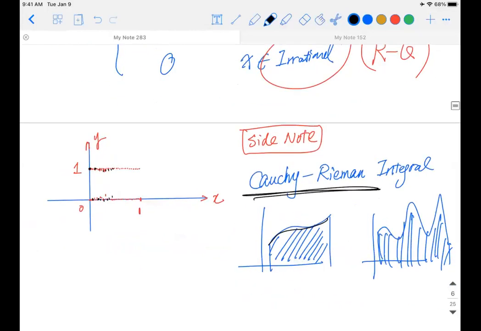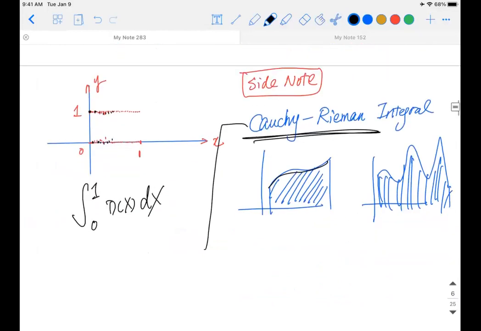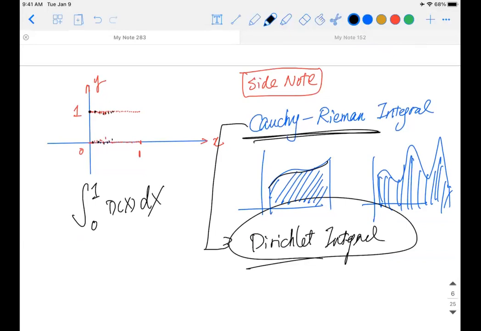So for such a graph, if I want an integral from 0 to 1 of dx, it is impossible for me to use the Cauchy-Riemann integral. In that case, if I really want this integral, what can I do? I need to use the Dirichlet integral. So this is actually one of the applications for the Dirichlet function.